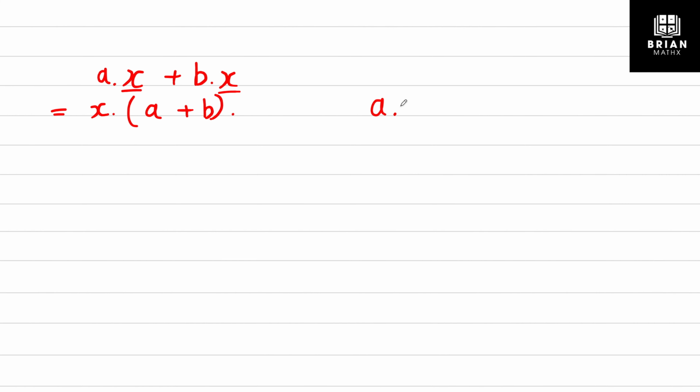But another form, to improve your skill about factorizing, is when you have AX plus BX plus AY plus BY. Okay, how can you factorize this one? You can see the expression here. We have four terms: AX first, then BX, AY and BY.